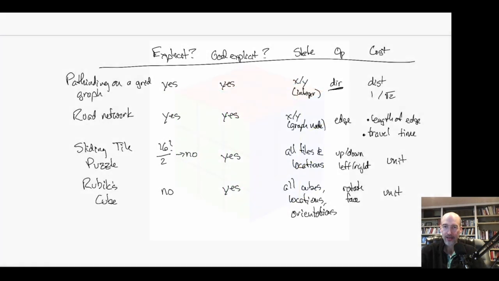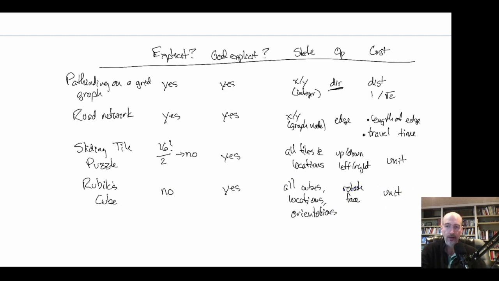Oh, sorry, I wasn't showing this here, so I was writing this down. So it's not explicit. The goal is explicit. We're thinking about cubes, locations, orientations. We're rotating a face, and we have unit cost.